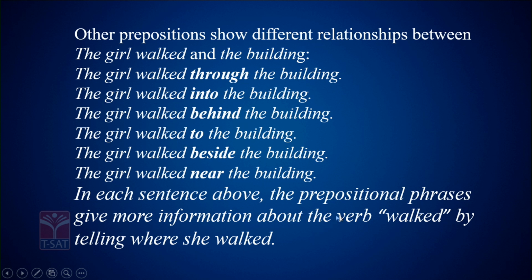So, what is the relationship here between the girl walked and the building? In the first sentence, the girl walked through the building. In the second sentence, the girl walked into the building. In the third sentence, the girl walked behind the building, to the building, next to, beside, near, or something like that. The moment you are using a different preposition, the semantic implication of the sentence changes. The meaning of the sentence gets changed, right.